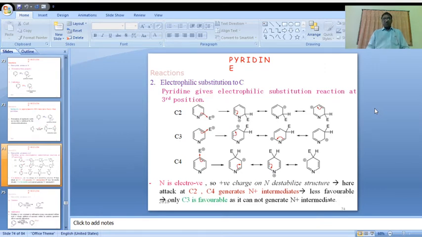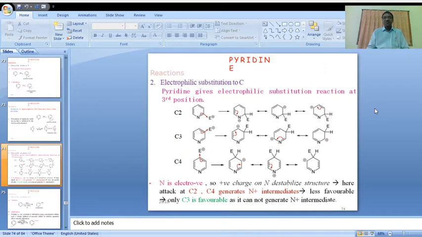Now let us go to another very interesting topic: electrophilic substitution reactions in pyridine. How is it? Which structure, on which process, is more stable? It gives more stabilized resonance structures. We'll discuss step by step.